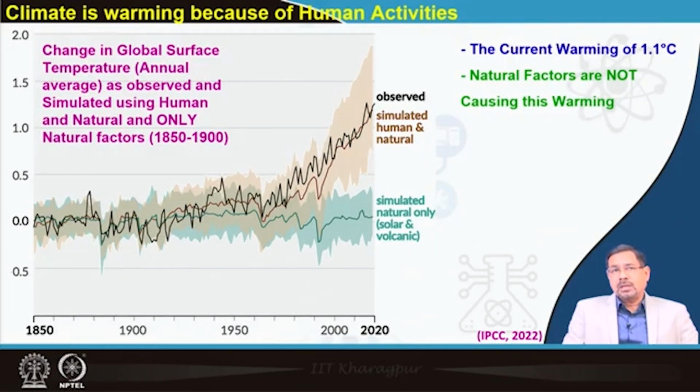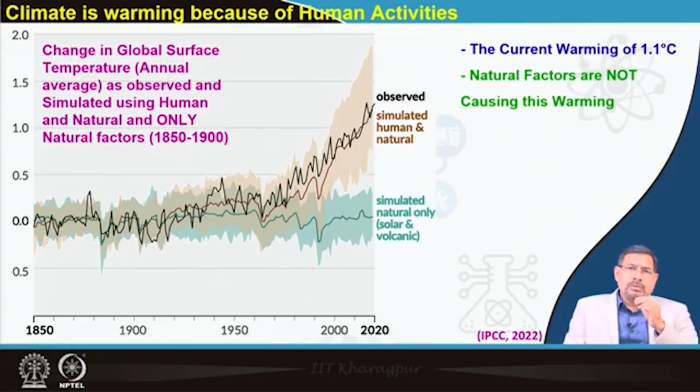Now, look at the other two curves. The middle curve is the simulated one, using different models. It shows the contribution of the drivers, both human or anthropogenic forces and natural causes. Friends, in our first and second week, we have already discussed the drivers or mechanisms of climate change. There we discussed the natural causes very elaborately, and also the human or anthropogenic causes in terms of greenhouse gas emissions or other alterations.